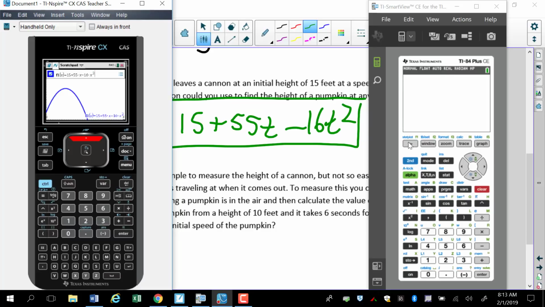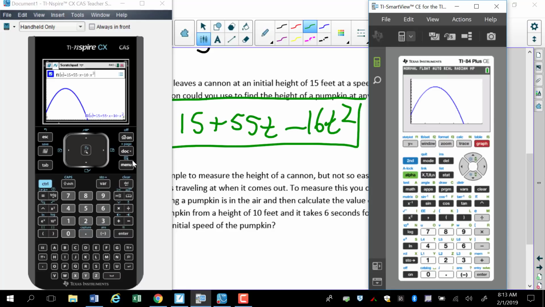We're going to do it on an 84: 15 plus 55x minus 16x squared. And you're going to hit the window button here and do the same thing. Instead of graphing it first, hit the window button and adjust it: 0 to, let's say, 6 seconds. I'll change this up a little bit to make it look different. Maybe we think it's going to go 75 feet in the air. Again, the X values are the time it's going to take to land when the pumpkin's being thrown, and the Y values are the maximum and minimum heights. So it looks something like that.